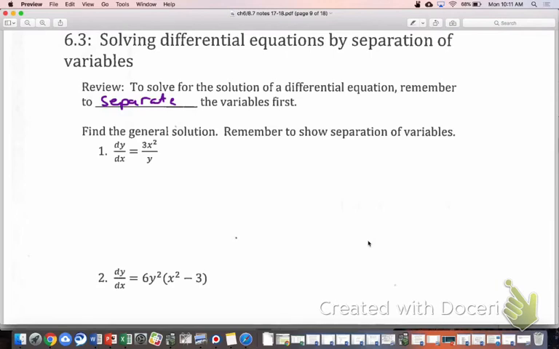So number 1 says dy dx equals 3x squared over y. The instructions say find the general solution, and remember to show the separation of variables. So if you guys would, let's just do this one step. Let's really chunk this down into tiny steps. For number 1, will you please try to separate the variables and see how it goes? Once you have that, just sit there for a second. We'll check all of our work, and we'll see if we can go from there. Okay, so separate the variables, step 1.